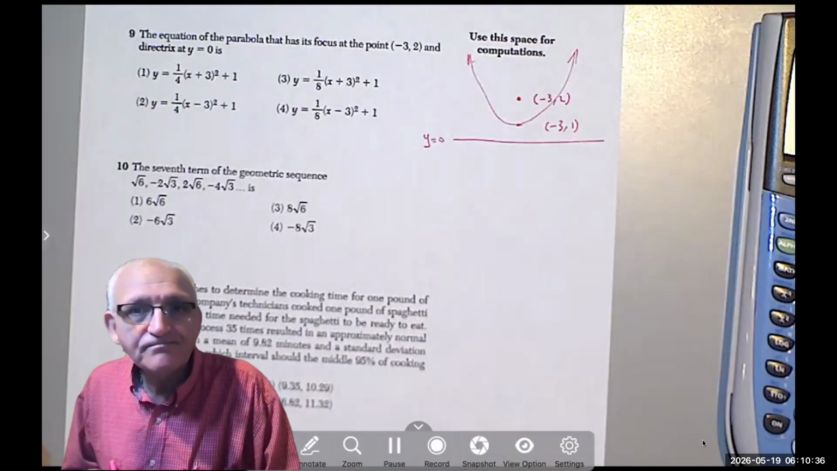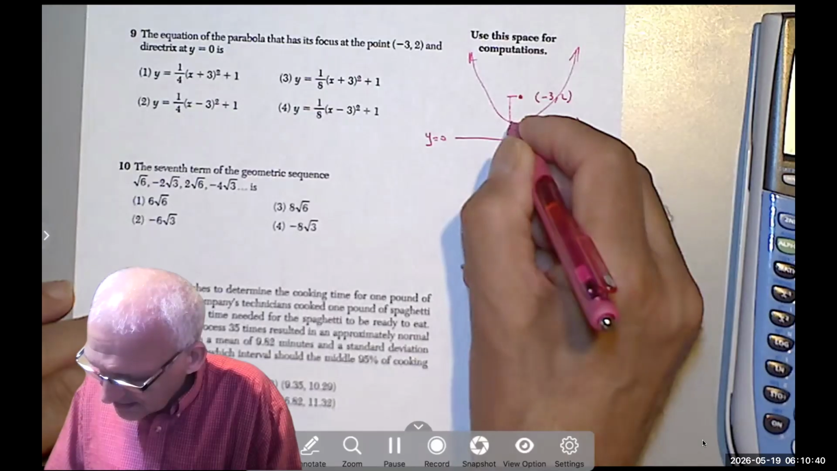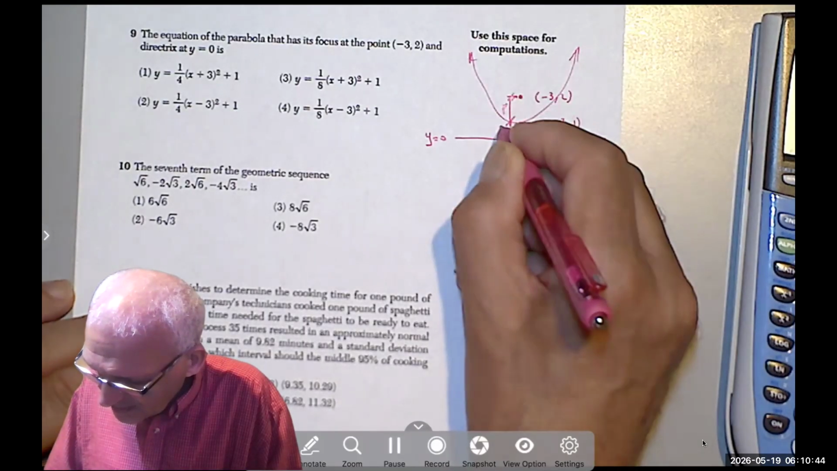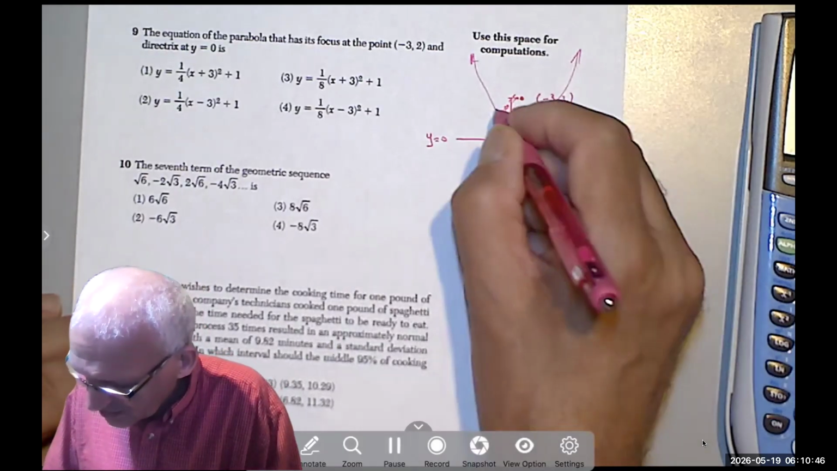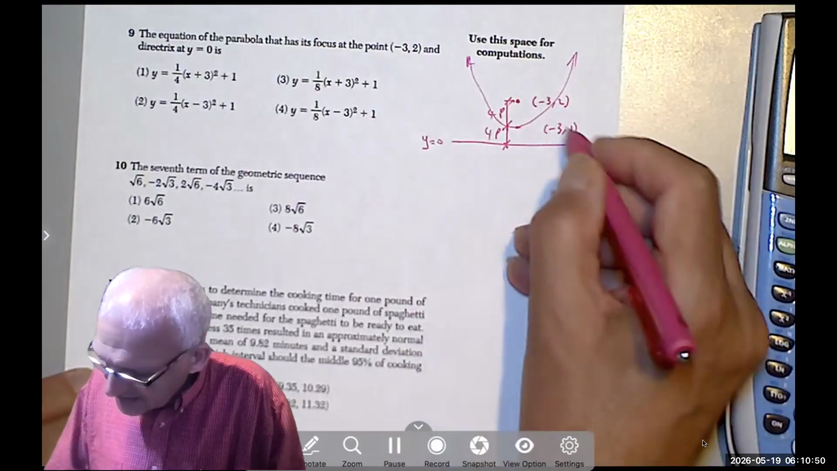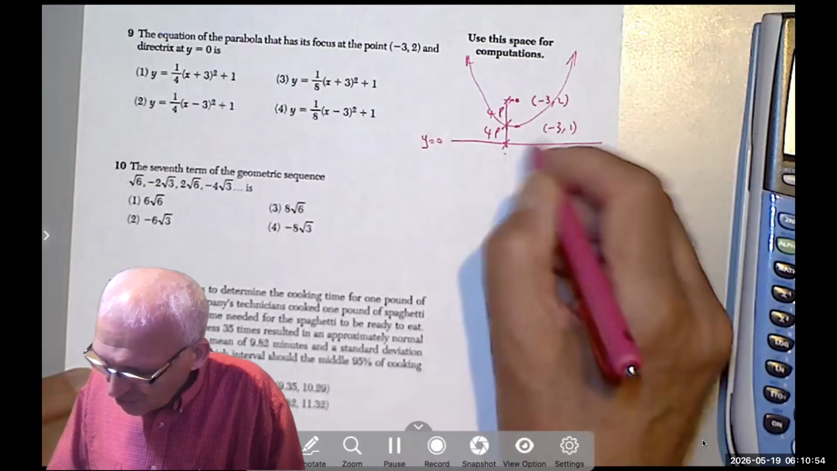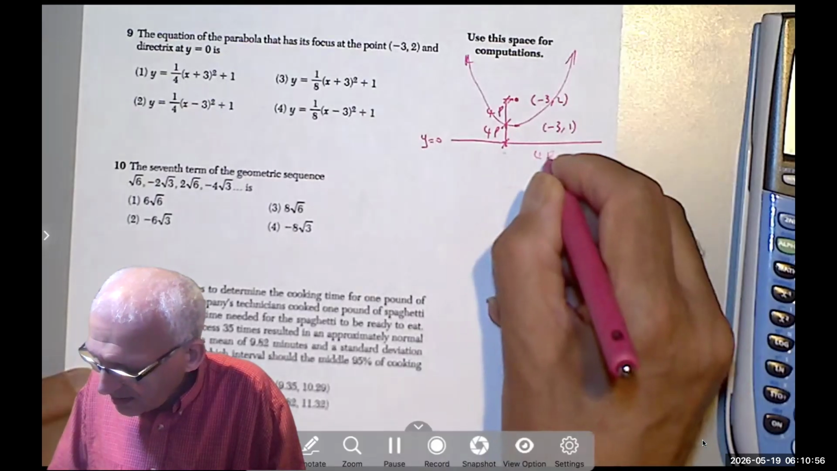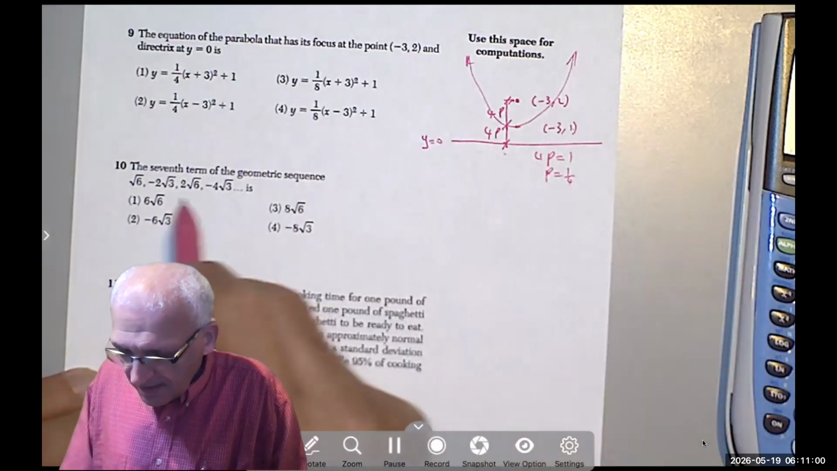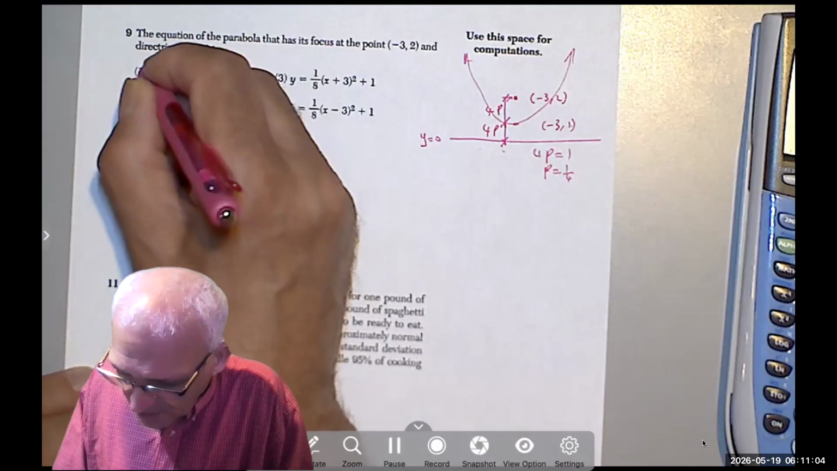How do you know? That distance or that distance, it doesn't matter because that's a parabola. They are equal. That is P, I'm sorry, 4P. Notice this is at 1 and this is y equals 0. So 4P equals 1, meaning P equals a quarter. And that's a quarter, that's 1/8. So it should be 1, right?